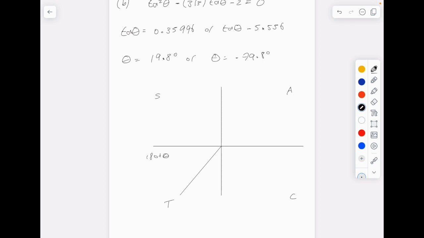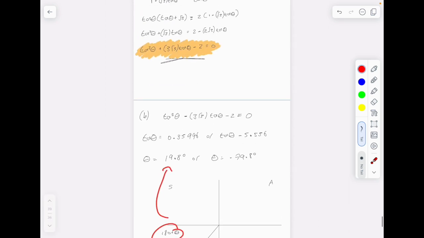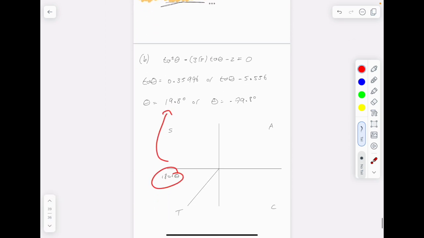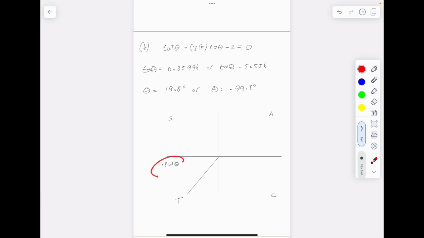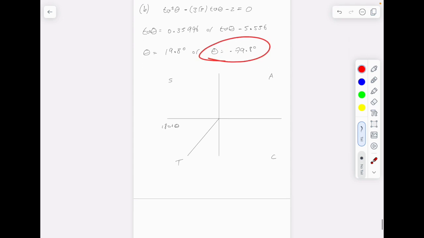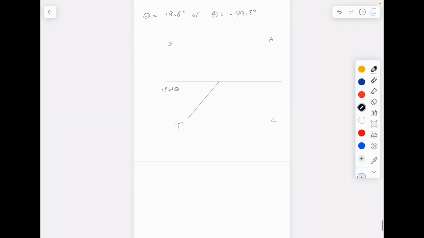Okay, so what I'm going to say here is, now obviously 180 plus 19.8, well, that's going to be out of bounds, right, guys? But 180 plus negative 79.8. Again, what I'm doing here is I'm utilizing the trick I showed in the previous video. So if you haven't seen that yet, go click on that video. It'll be in the link below. And effectively what I'm going to say is, okay, what we can do here is say 180 minus 79.8 degrees.